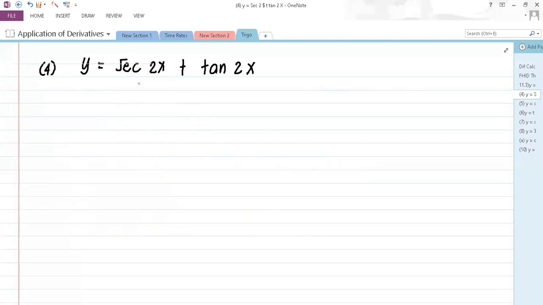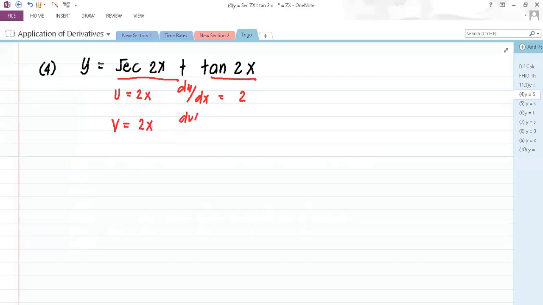Okay, so in here, in the first, let's say this is u. So we have to apply the addition rule for the derivative. So the u here is equal to 2x. Okay, so the du with respect to dx is equal to 2. Okay, so the v in our second is equal to 2x. Okay, so that dv over dx is equal to 2.